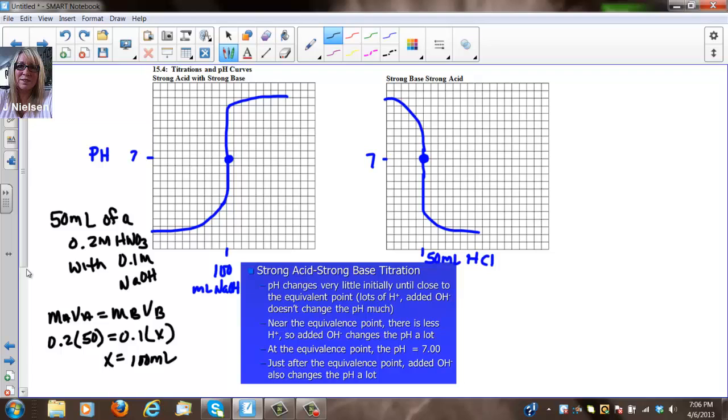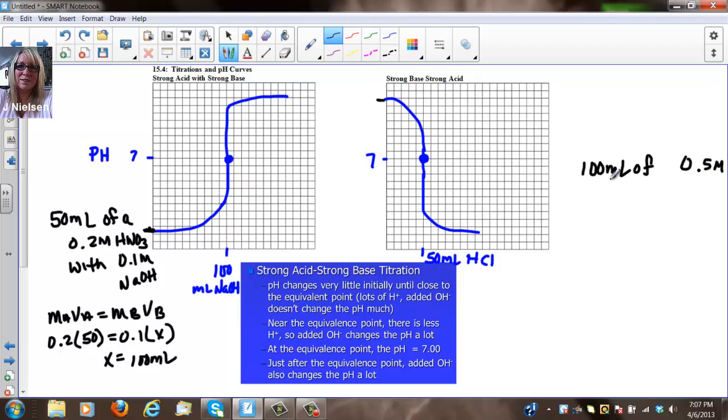And remember, when we talk about the equivalence point, we're talking about when the moles of H equal the moles of OH, so that would be at a pH of 7. And here you have a strong base titrated with a strong acid. You can always tell what's being titrated with what by looking at the curve. If the curve starts at the bottom, that means you are starting with an acid and titrating with a base. If the curve starts at the top, you know that you're starting with a base and you are titrating with an acid.